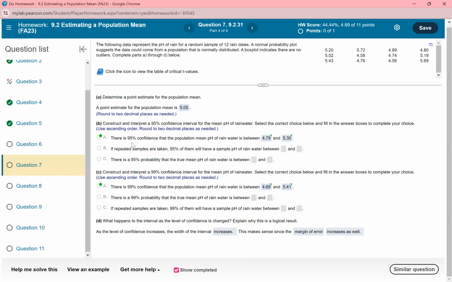So again, as I'm talking about these sentences for confidence intervals, it's 95% confident, 99% confident, not 99% probability if repeated. So know which sentence to grab first.